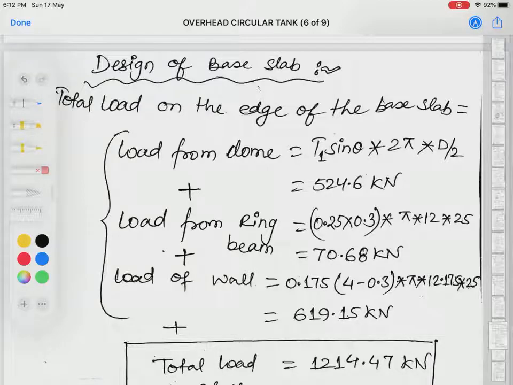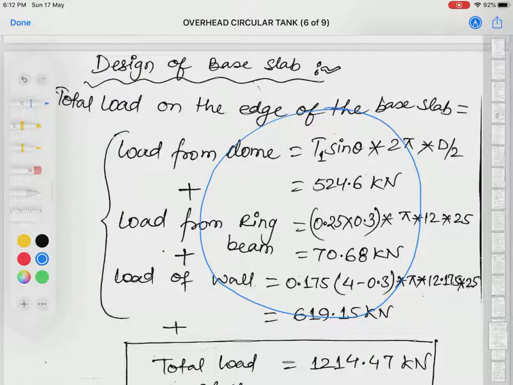Hello everyone. So here in this video we are going to see the design of the base slab. Actually we are not going to see the complete design because it involves the higher study of the plate theory. So we are just going to see what are the total loads which is going to come on the surface of the base slab.